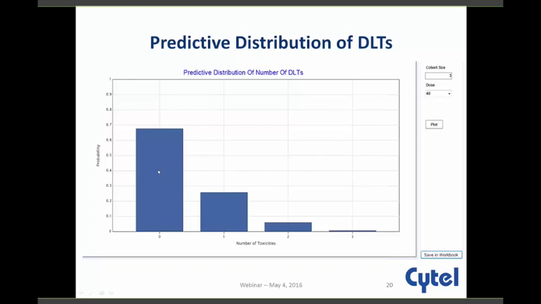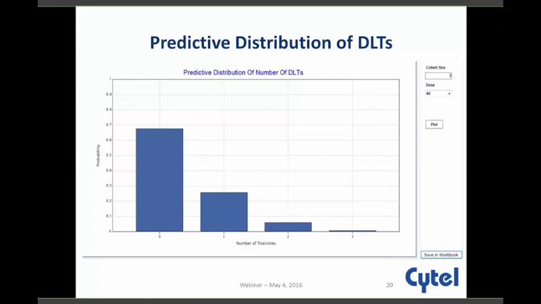In this case, for example, you can see that out of the next cohort of 3 subjects, there is about a 67% chance that you will see no toxicities, about a 26% chance that you will see 1 toxicity, less than a 10% chance that you will see 2, and a very small chance that you will see 3 toxicities out of 3. So this will also help you make an informed decision.